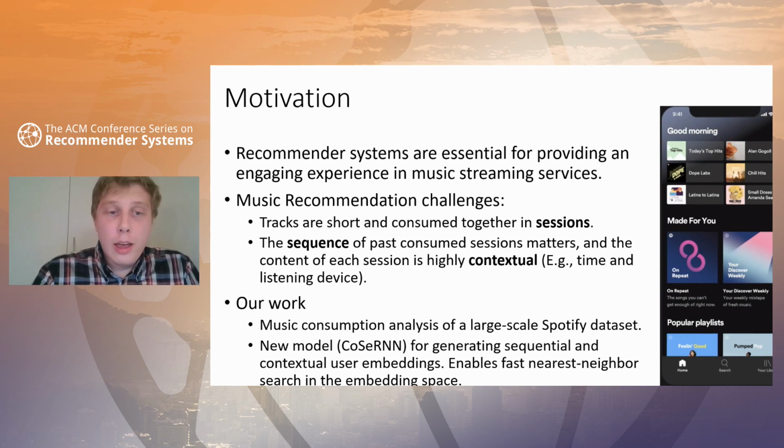So in this work, we first do a music consumption analysis on a large-scale Spotify dataset in order to better understand this. And then based on this, we propose a new model called COSRNN for generating sequential and contextual user embeddings. It's important to notice here that we're talking about embedding-based models, because we want to be able to utilize very fast nearest neighbor search in the embedding space, as opposed to perhaps a more complex model that does pointwise predictions of a user and an item and then outputs a score.